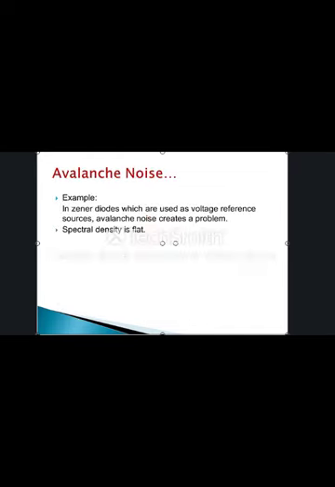For example, in Zener diodes, we have seen that Zener diodes are usually used as voltage reference sources, but the avalanche noise creates a problem. The spectral density of this noise is also flat.